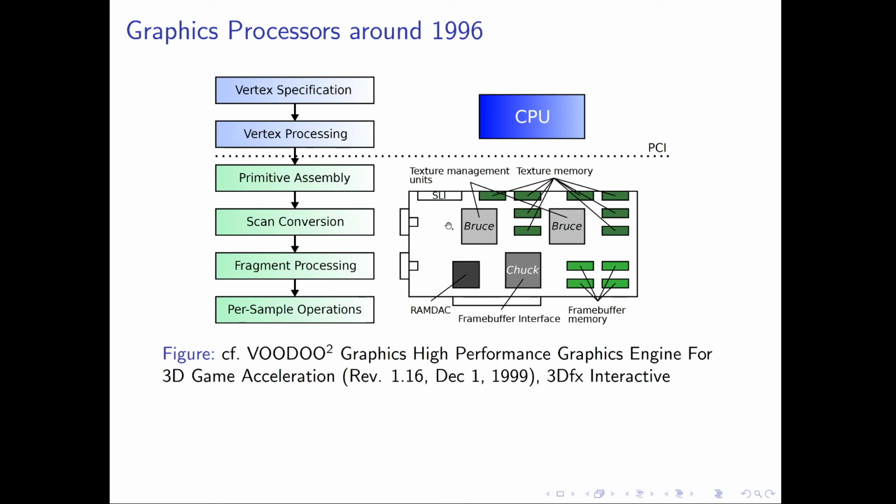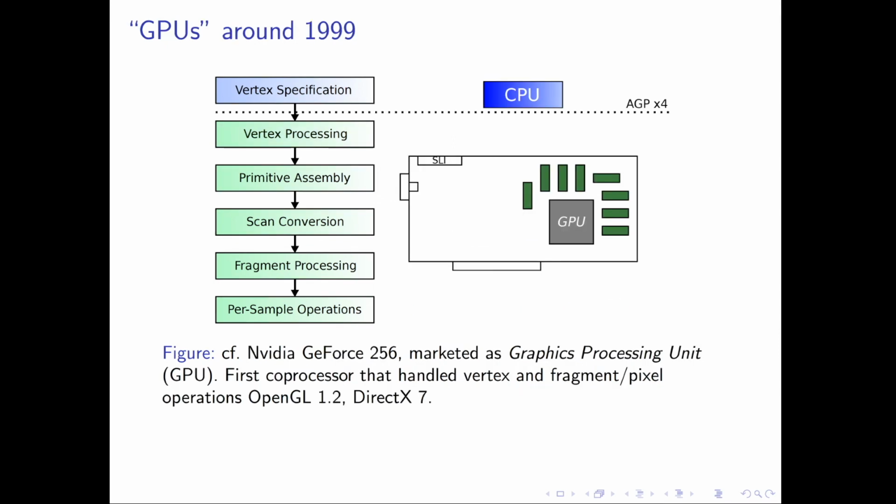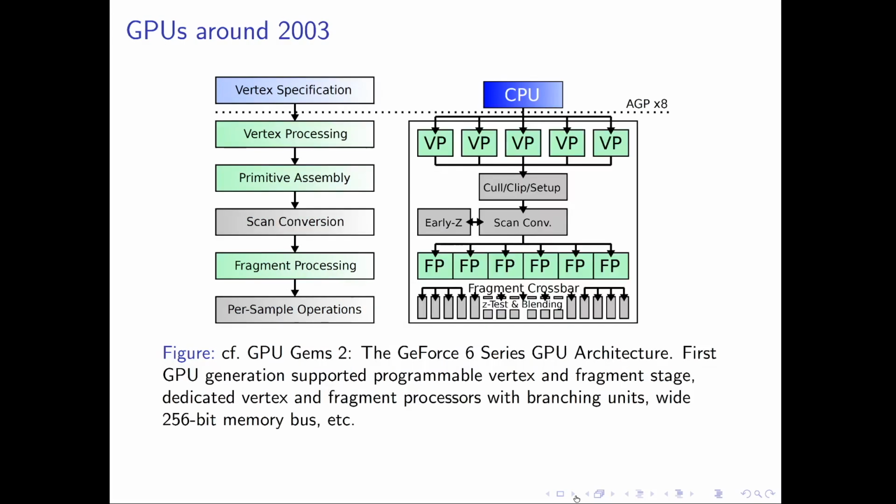And around 1999, the first GPUs were introduced, what NVIDIA called a GPU, a graphics processing unit. The marketing slogan was that the GeForce 256 was the first hardware transform and lighting engine. That is, the GPU was able to perform both the vertex transform phase and the lighting phase on the device. And a couple of years later, NVIDIA pushed the GeForce 6 series GPUs to market.